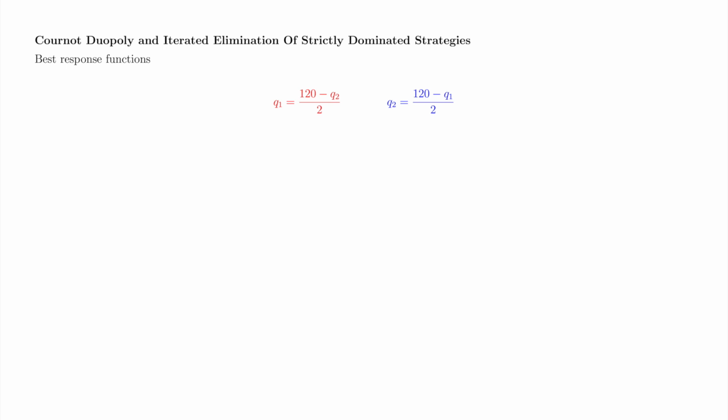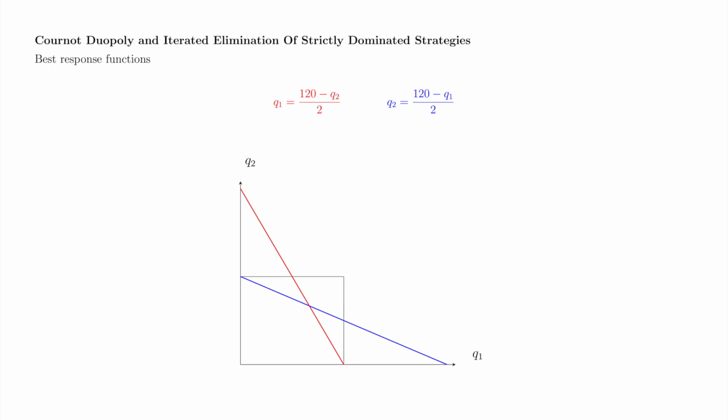Now, let's give a flavor of what iterated elimination looks like in Cournot Duopoly. Here are the best response functions, and here is the graph. Iterated elimination somehow needs to zoom in on that intersection point. Each step of iterated elimination will force us to restrict our attention to a smaller and smaller portion of the graph, shown by a series of smaller and smaller boxes.